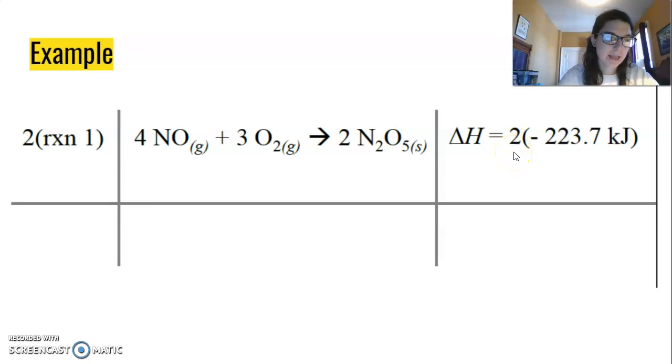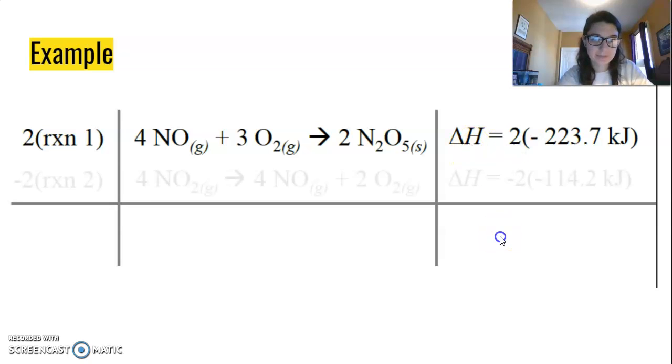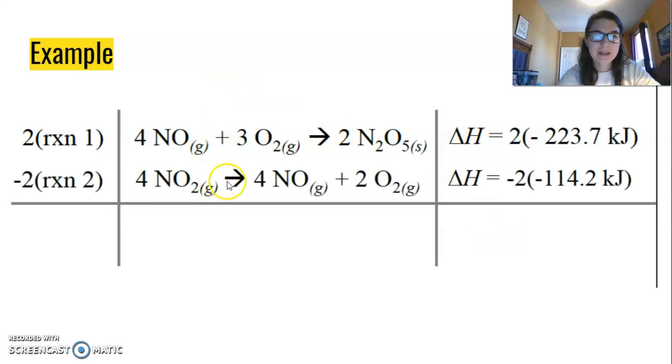Now let's consider the second equation. What do we have to do for the second equation? First thing you might notice is that NO2 is on the product side. We need it on the reactant side. So the first thing I definitely want to do is flip that equation. So I flip that equation to get NO2 on the correct side.